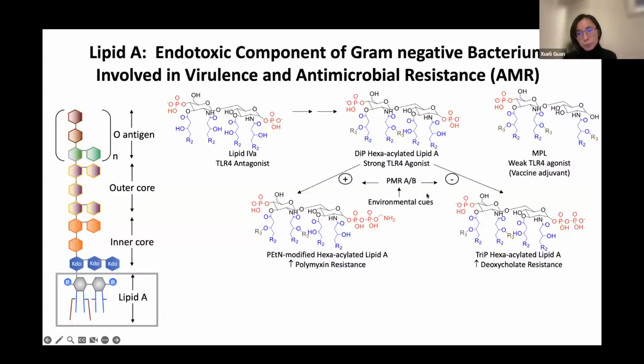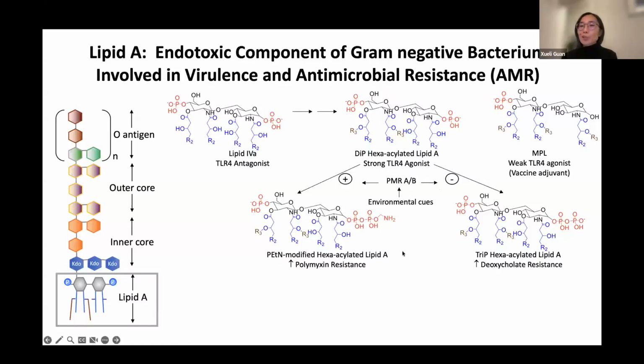On the other hand, bacteria can also add another phosphate group to the diphosphorylated lipid A to make a triphosphorylated form. And here, this triphosphorylated form has been associated with deoxycholate resistance, and this is one of the possible mechanisms why gram-negative bacteria can survive the harsh conditions in the gut.